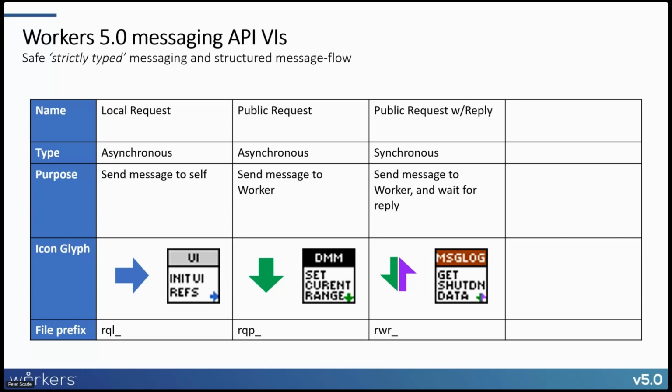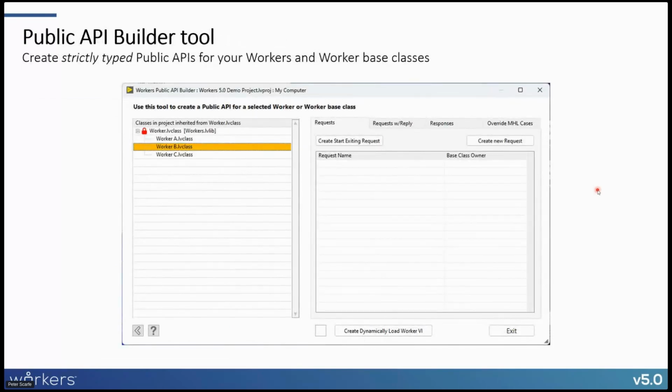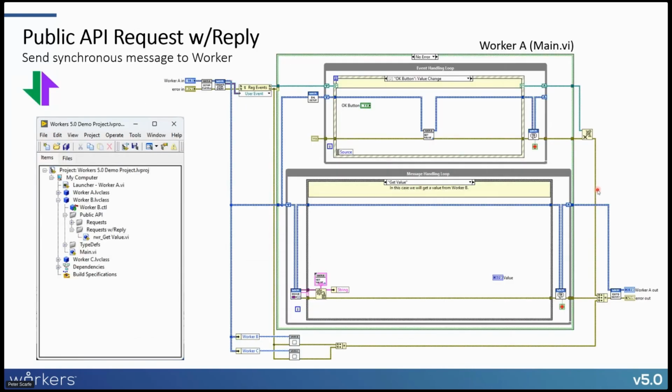Public request with reply VIs and type defs use this half green down, half up, purple up facing hieroglyph on their icons and take the file name prefix RWR underscore. To create a public API request with reply, again, you would use the same public API builder tool. And the process is the same as before, but this time you'd select the request with reply tab. I'm not going to demonstrate the process again, but when the tool has completed creating the request, you will see that the new VI has been added to the selected worker in the folder Public API Requests with Reply.